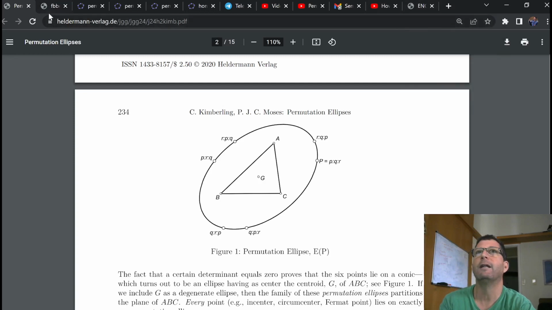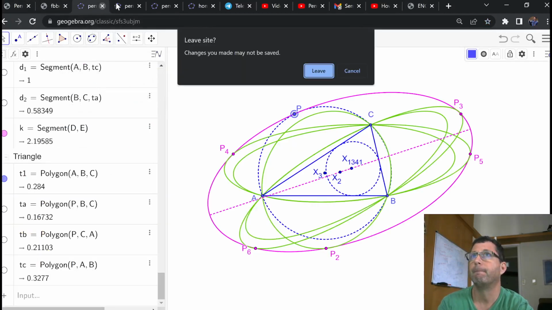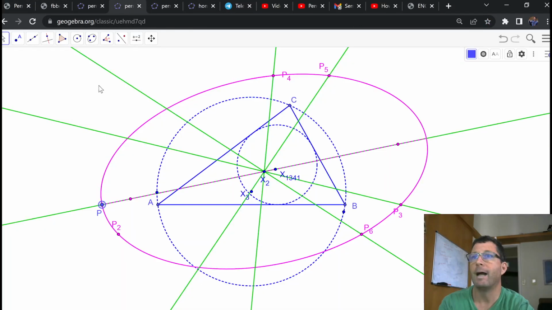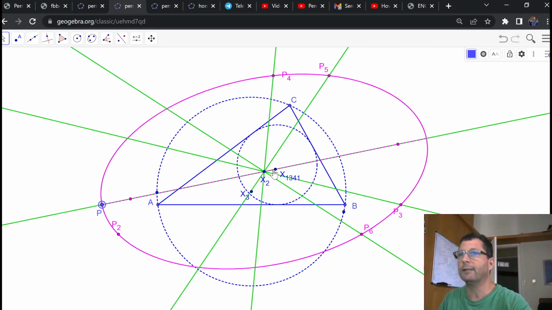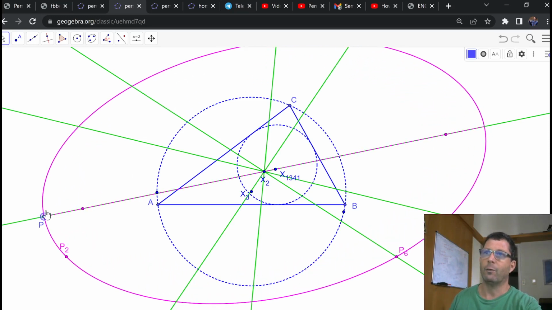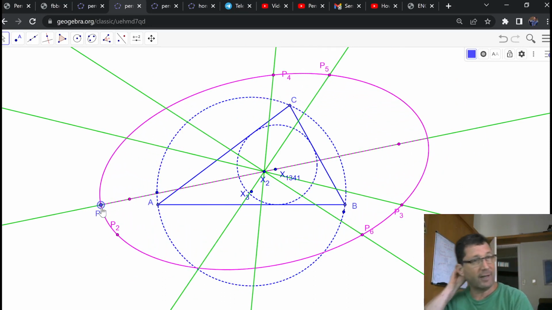In fact, I believe I opened it here. There it is. X1341 is the X-simile center between the circumcircle and the Brocard circle. Now, I want to show you guys this very cool phenomenon, which is the following. If you take X2 and X1341, fixed axis, right? And you make P ride on that axis, the 5 barycentric permutations of P are going to each ride on a straight line.